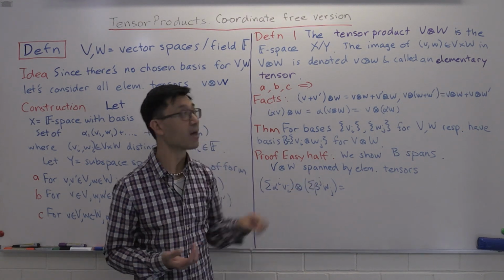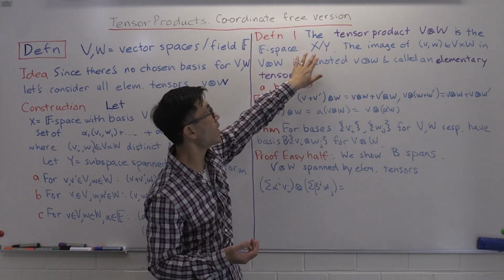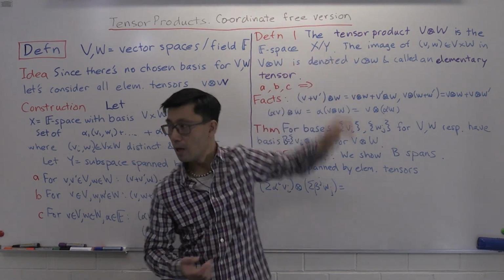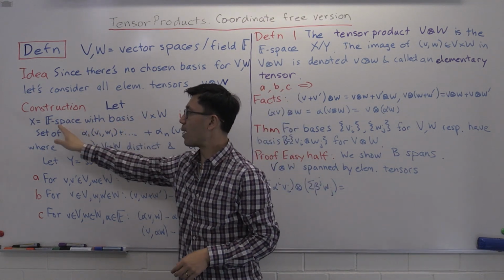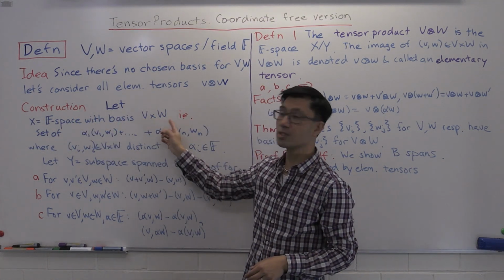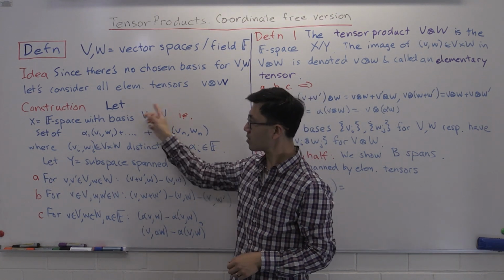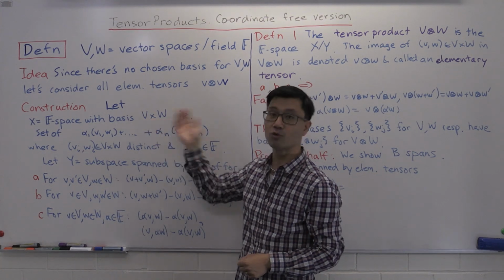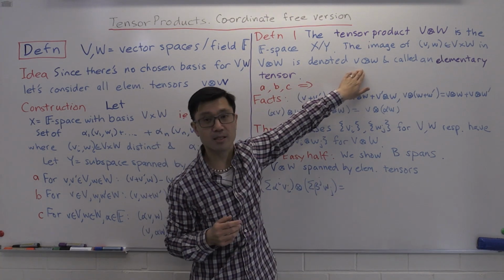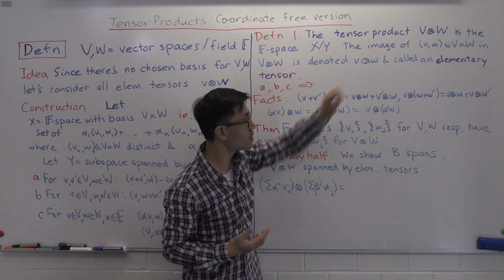So let's have a little think about this V tensor W. How do we get it? The V tensor W is given as a quotient of this X. And what was this X? This X was just the vector space over F with basis V cross W. So what you'll see is that this has a basis which is V cross W, so the image of V cross W, which is a set of elementary tensors, will span the quotient. Because in the quotient, these will always span.